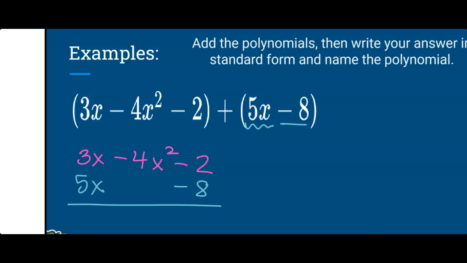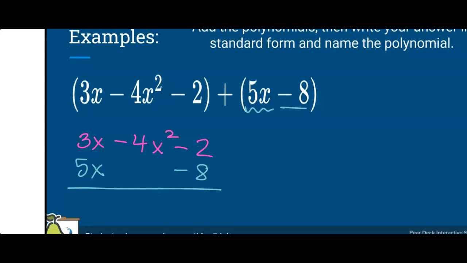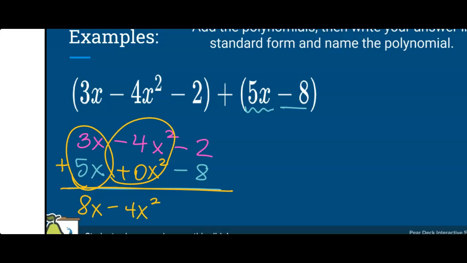I'm doing a trinomial plus a binomial, so that means that I don't have terms for all of them to match up. I will then add those together, and I get 3x and 5x makes 8x. This is like just adding a 0x squared. So negative 4x squared plus 0x squared is just negative 4x squared. Just kind of bring it down there. And then negative 2 and negative 8 gives me negative 10.